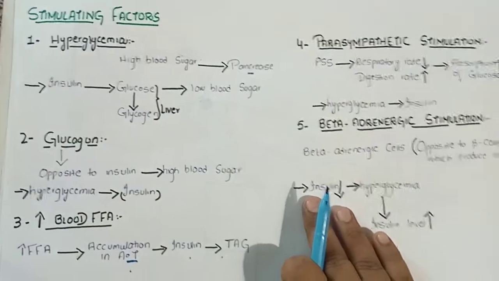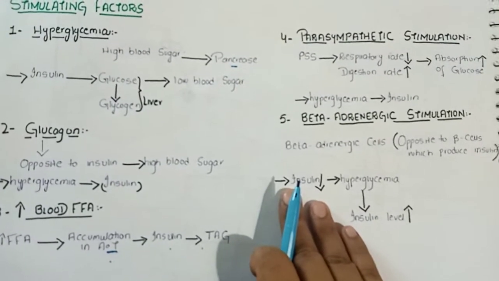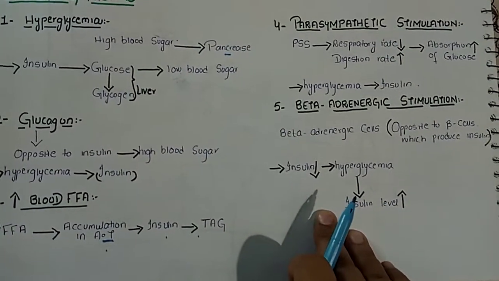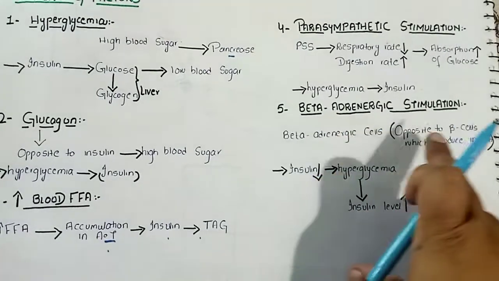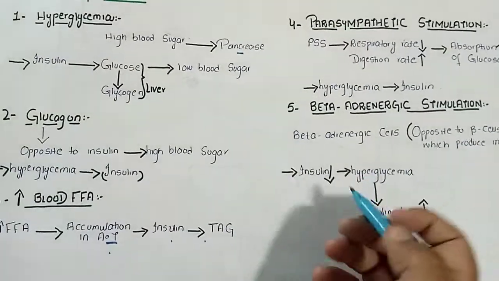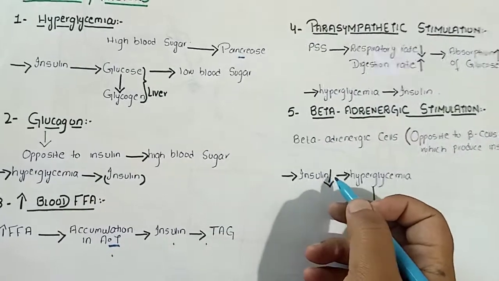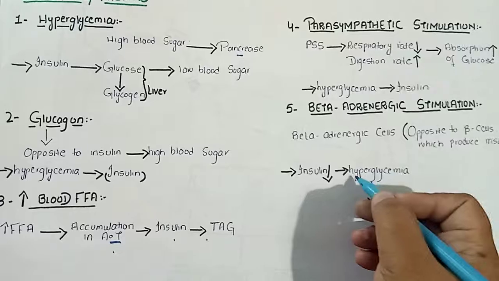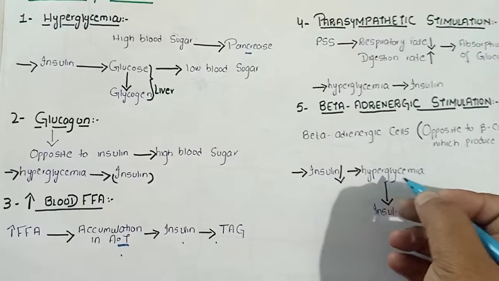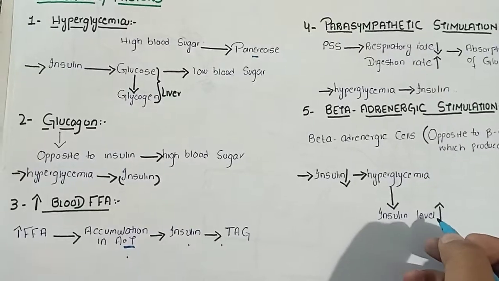The fifth factor which stimulated secretion is the beta adrenergic stimulation. Basically, this stimulation or this effect is caused by the beta adrenergic cells, and these cells are opposite to the beta cells which produce insulin. So, these cells will decrease the insulin concentration, and as a result of this, the hyperglycemia will occur, and hyperglycemia is a condition in which there is high blood glucose level, and this effect will stimulate the insulin level to increase to decrease the blood glucose level.